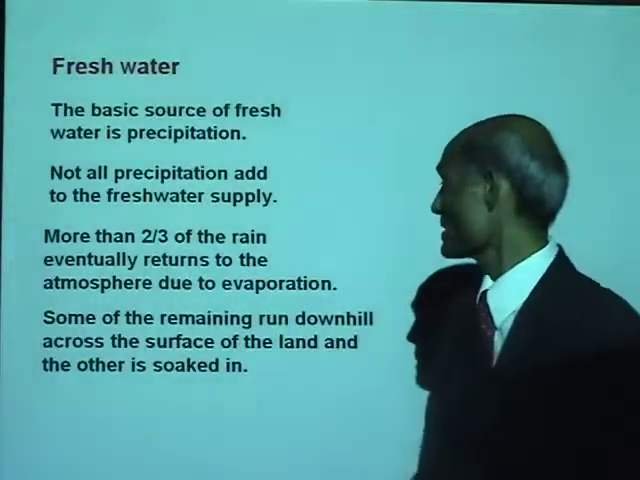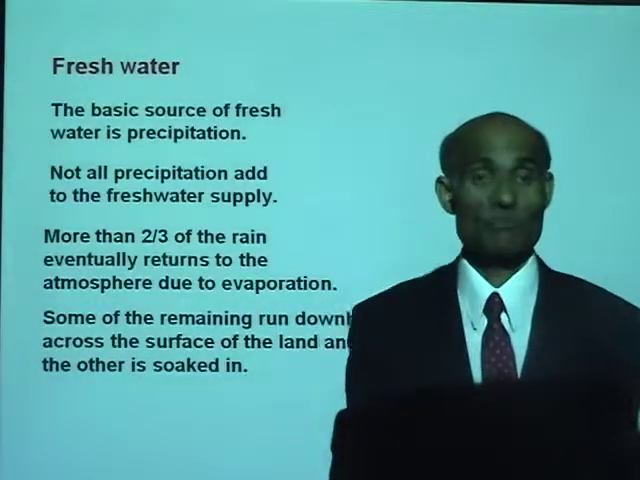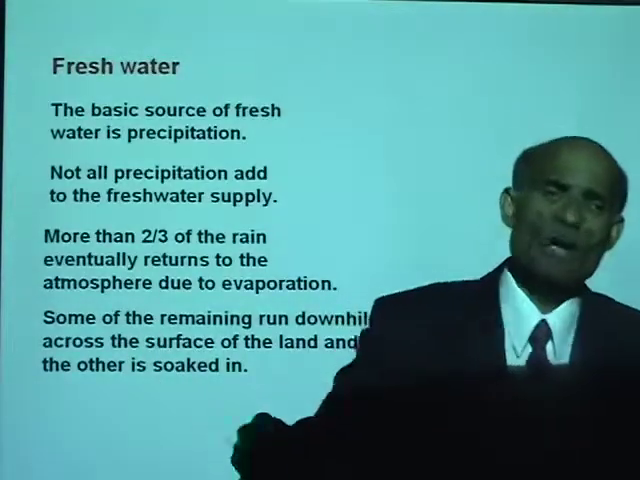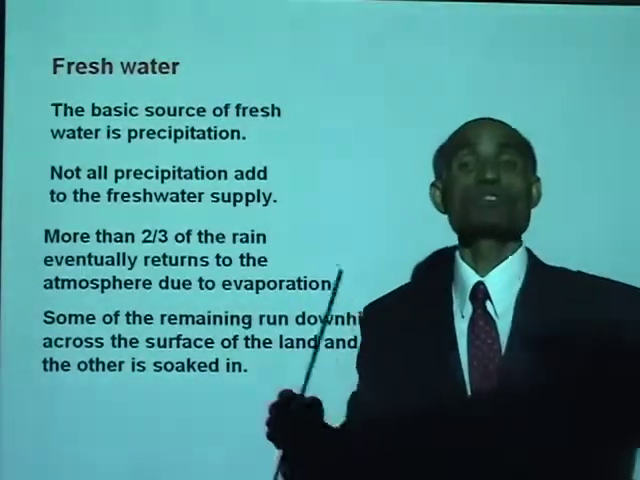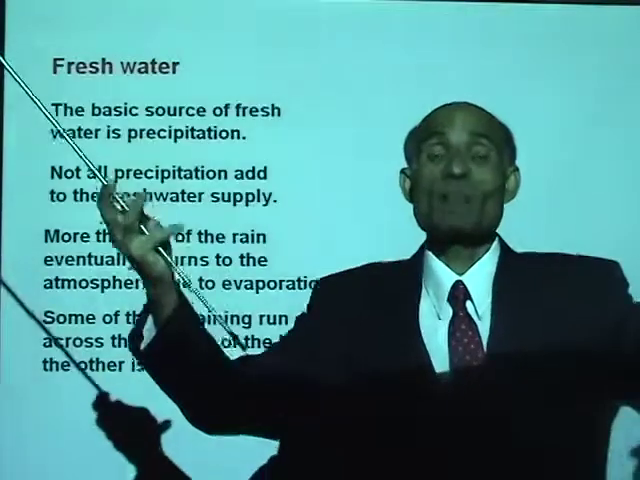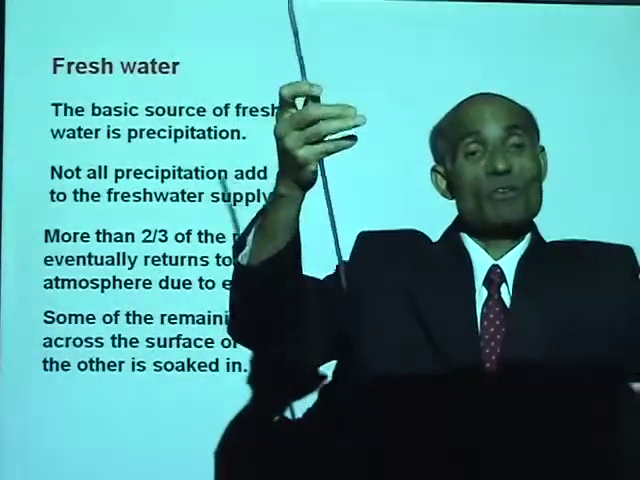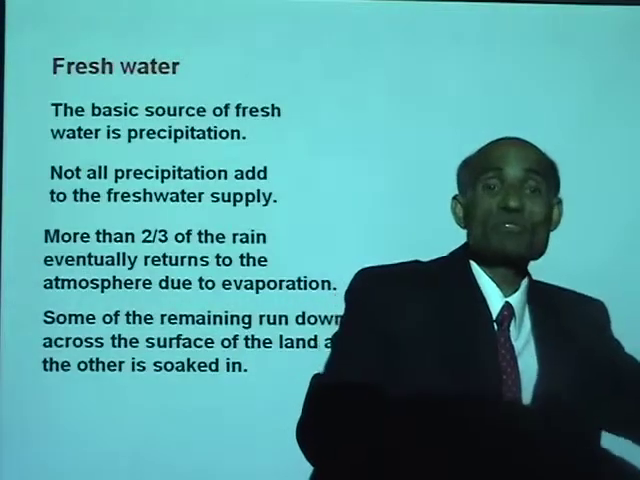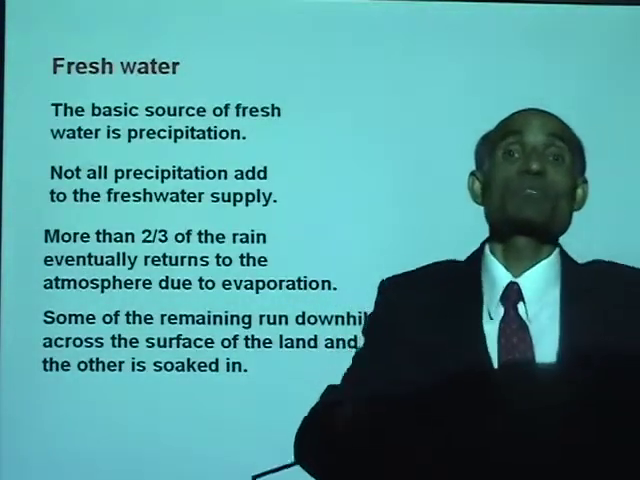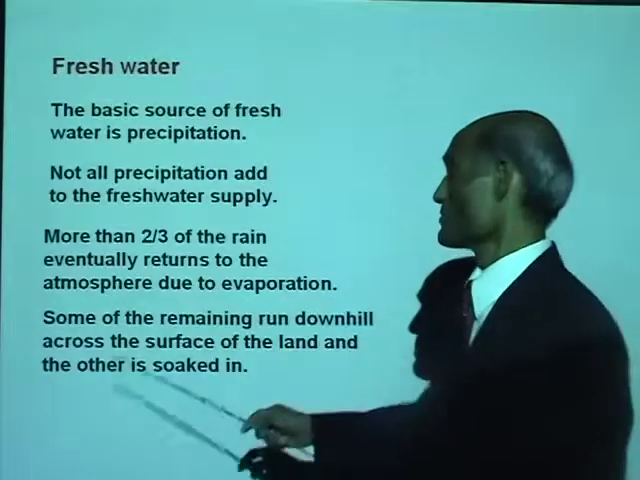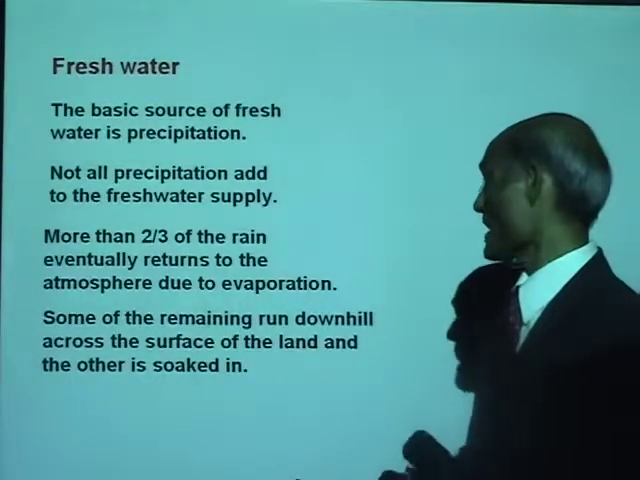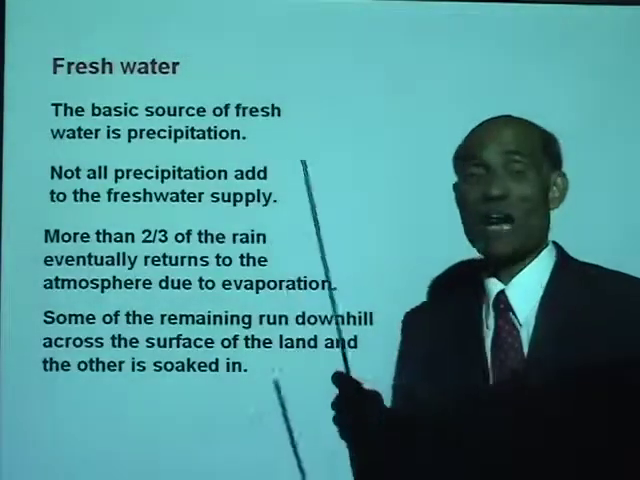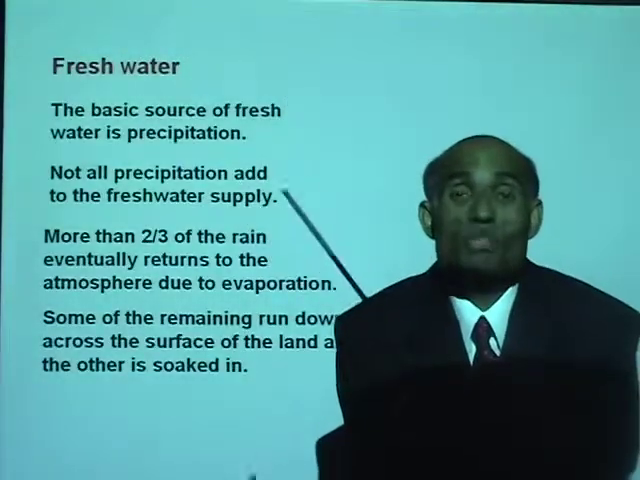Some of the remaining run downhill. You can see Florida, you don't see a lot of runaway water. But if you go to hilly places, most of the rain that falls on those areas runs down the slopes and flows into streams and lakes, into rivers and into the sea. So some of the remaining run downhill across the surface of the land, and others get soaked in.